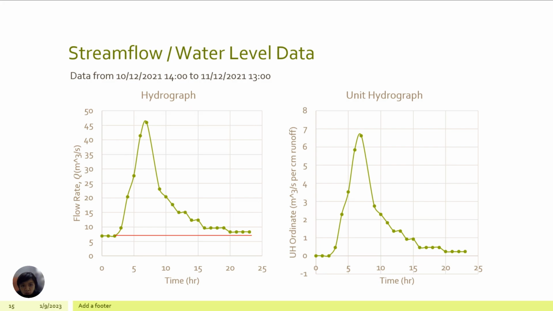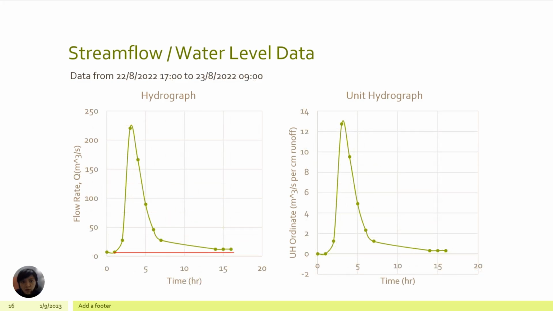For the water level data, we determine 3 hydrographs and unit hydrographs. The 3 highest rainfall events are chosen for the data of the hydrograph. The flow rate value is found by using the rating curve of Sungai Langat. So this is the hydrograph and unit hydrograph from 10 December 2021, 2 PM to 11 December 2021, 1 PM.